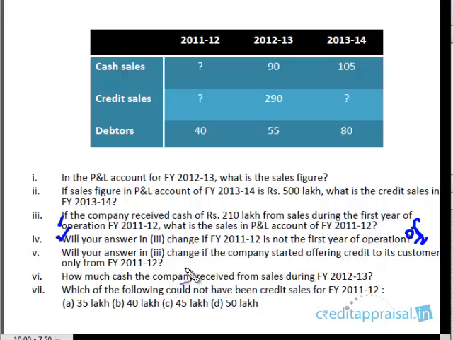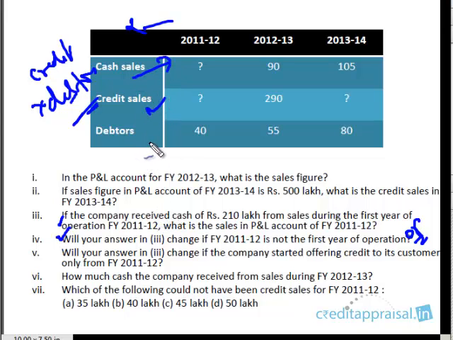In other words, we are saying the company prior to 2011-12 was existing, but it never offered credit sales. All sales were cash sales, which means there are no debtors. When will debtors come? Debtors will come in the case of credit sales. In cash sales, you receive cash then and there, so there is no concept of debtors, right? Debtors come in the case of credit sales.